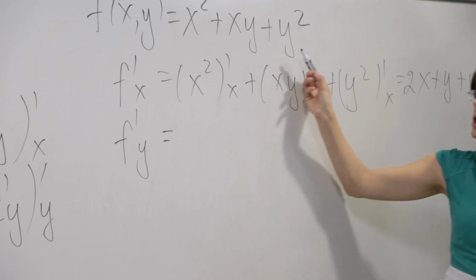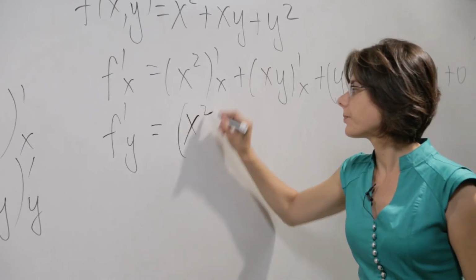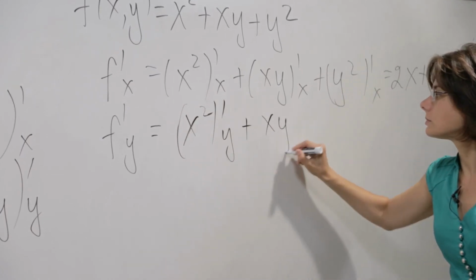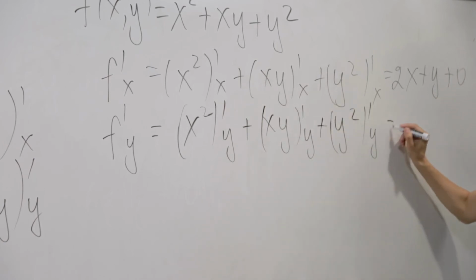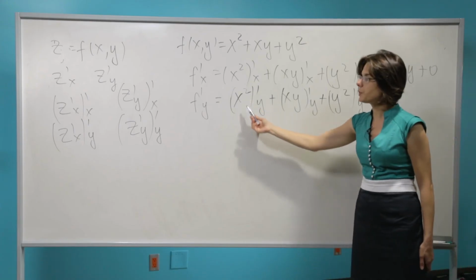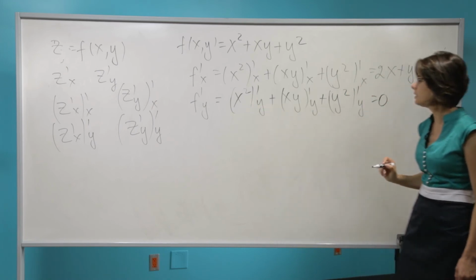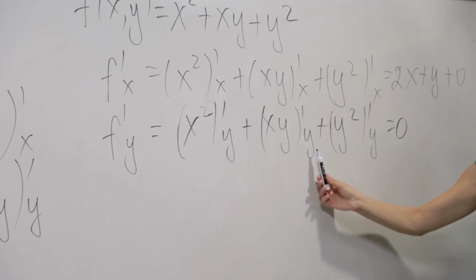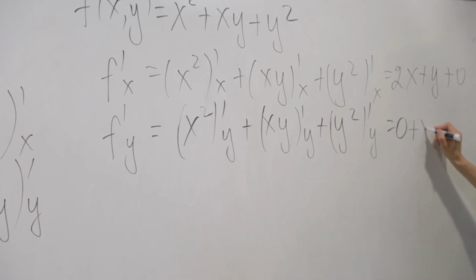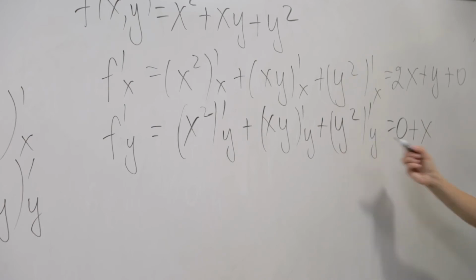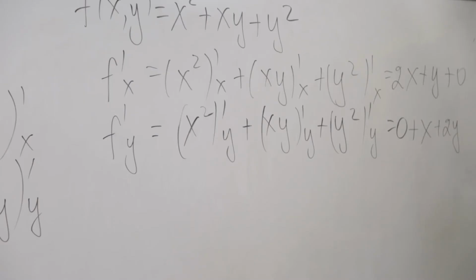Same function, I'm differentiating over y variable thinking that x is a constant right now. It will give me the derivative of x squared is just 0 because it has nothing to do with variable y. The derivative of xy, again, we're differentiating over y variable, so x is just a constant here. So it will be plus x times 1, and the derivative of y squared is just 2y. So these are the first derivatives of our function.